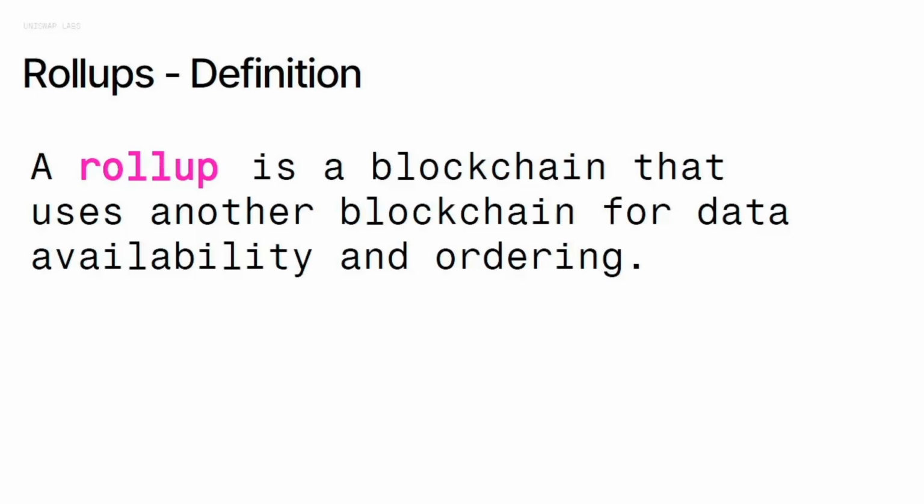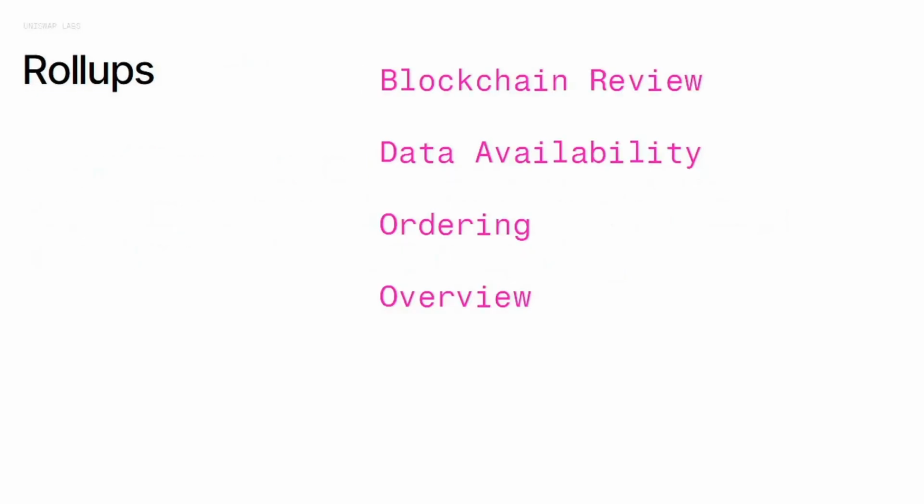Okay, what is a rollup? It's a blockchain that uses another blockchain for data availability and ordering. I'm going to be coming back to this definition a lot. This is the core of what it is. Now our first part is going to go through what a blockchain is. Then I'll dive into data availability in the context of rollups, go through how ordering applies to rollups, and lastly we'll give a high-level overview of what rollups look like.